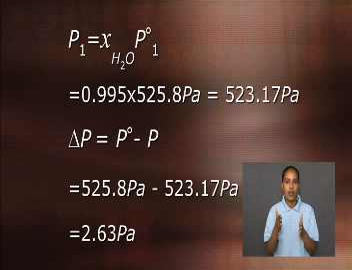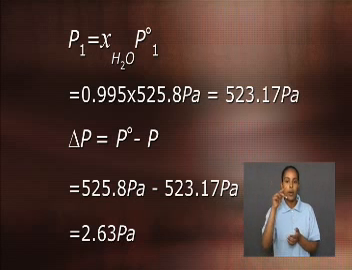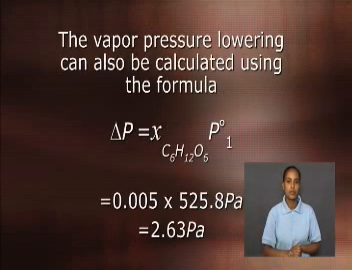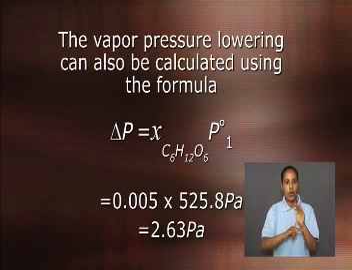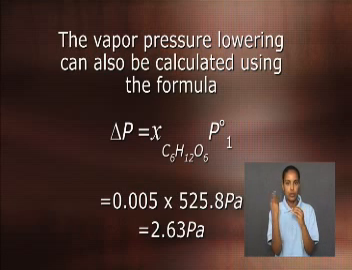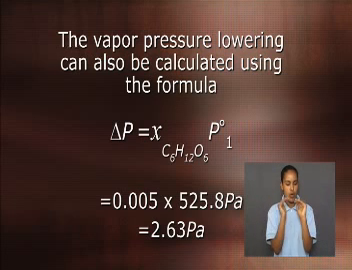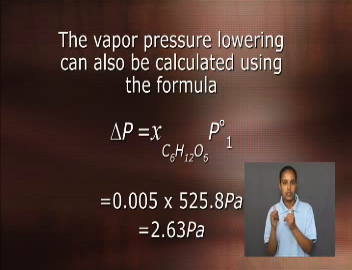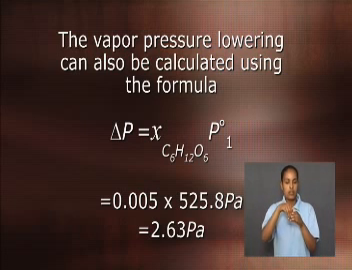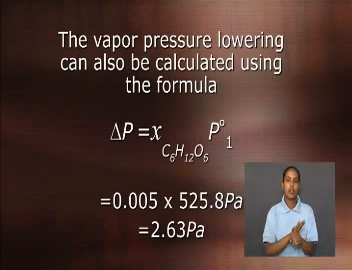solvent minus the vapor pressure of the solvent in the solution. The answer is 2.63 pascals. The vapor pressure lowering can also be calculated using the formula. The change in vapor pressure is equal to the mole fraction of the solute in the solution multiplied by the vapor pressure of the pure solute.